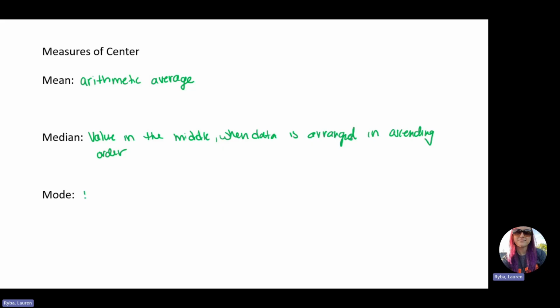And the mode is the most frequent occurring value. Again, all three of them are measures of center, each with its own purpose to describe our data.